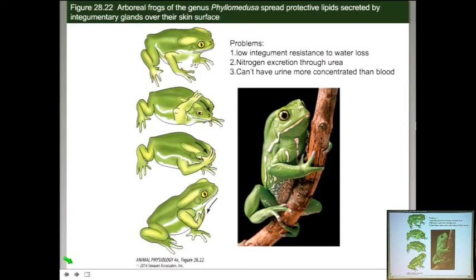And they keep their skin covered with this lipid, and it acts very similar to the permeability barrier that we talked about before. The problems that amphibians have when they're in the land environment is they have inherently a low integument resistance to water loss. Remember, they had that very low resistance value. They also excrete their nitrogen through urea. Remember, urea is water soluble, so to get rid of nitrogen through urea, you have to produce water. You have to lose water. And their kidneys don't allow them to concentrate their urine more than their blood is. So this puts a tremendous strain on water conservation.